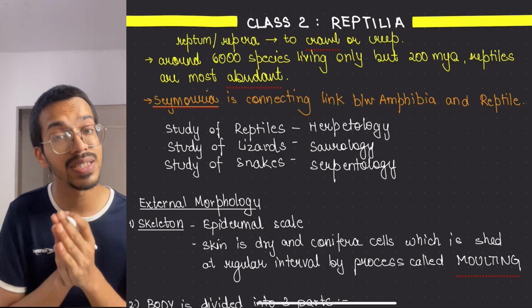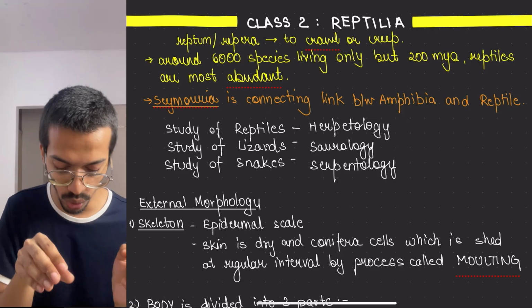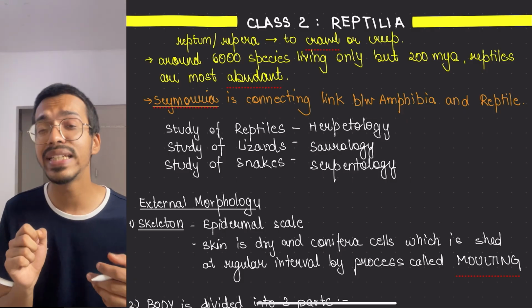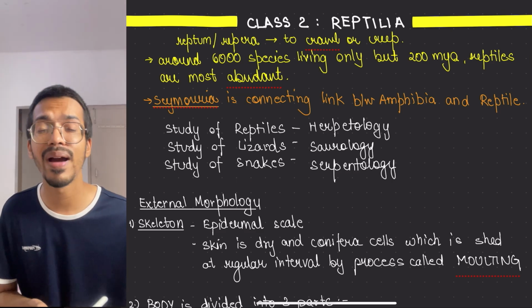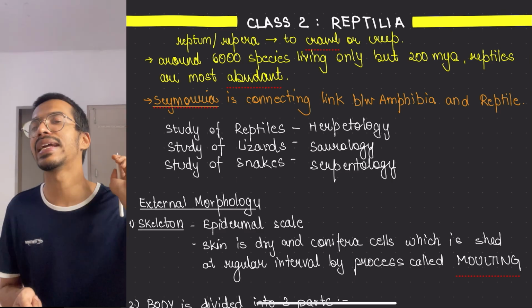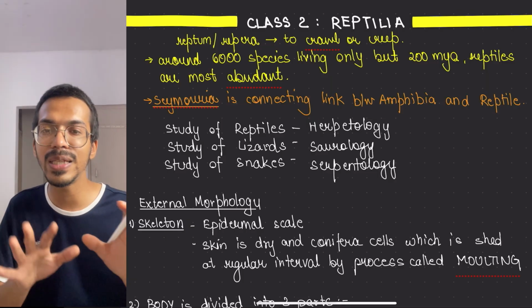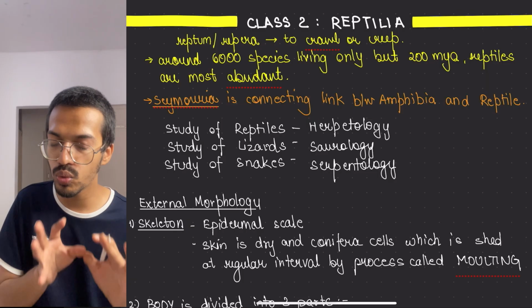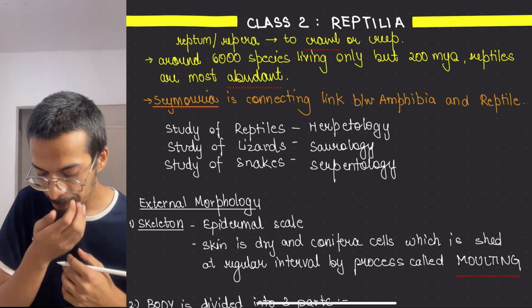Next come the Reptilia. The word Reptilia comes from reptum, which means to crawl or to creep. So these organisms crawl and creep. The examples that should come to your mind are snake, crocodile, tortoise, turtles. These creep and crawl. They don't have the walking capacity.